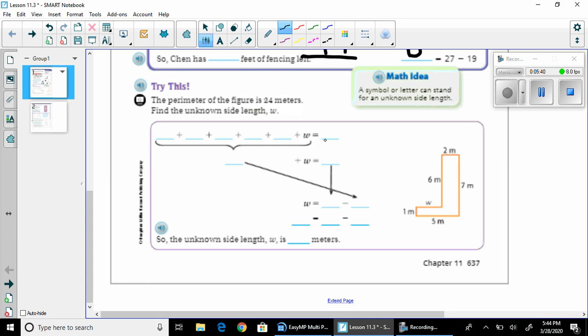So we're going to go ahead and fill in our answer. We already know our perimeter is 24. But we have to find our unknown side. So we're going to start here and go all the way around. Okay? All right, so our first length that we have is 6 meters. Our next one is 2 meters. Okay, this side that we have here is 7 meters. Okay, this length here is 5.